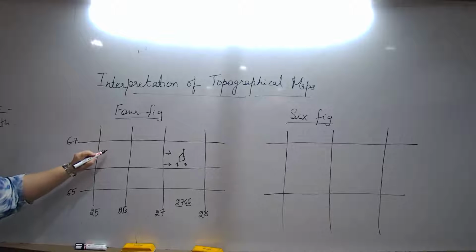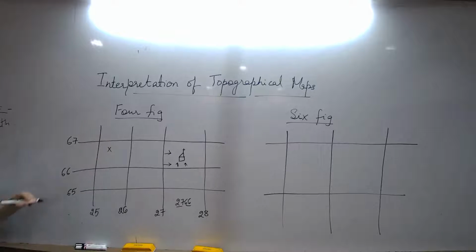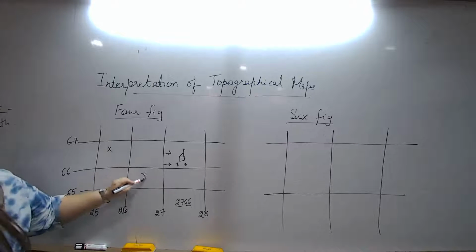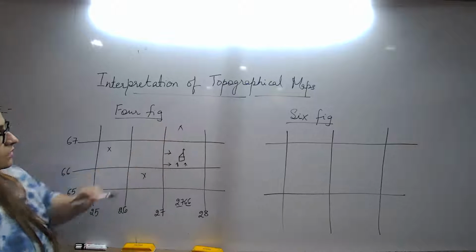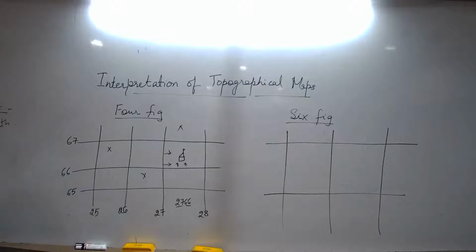Say, what if you have a place over here? What will be the location? 25, 66. Over here? 65. What if it is over here? 27, 67.